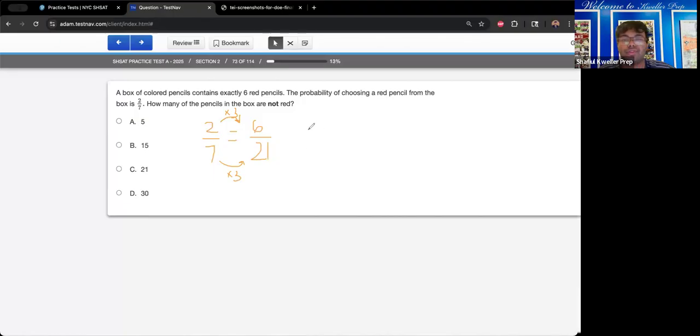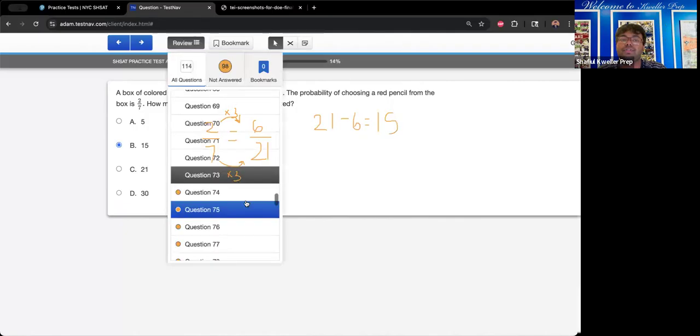So how many pencils in the box are not red? We know 6 pencils are red. 21 minus 6 is 15. So 15 pencils are not red. So the answer is just 15.